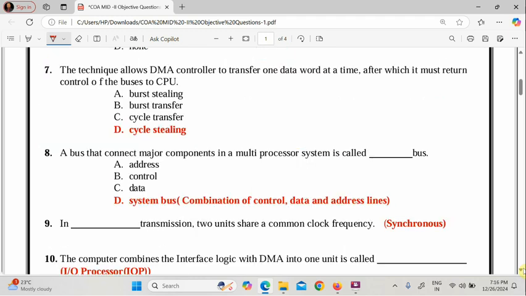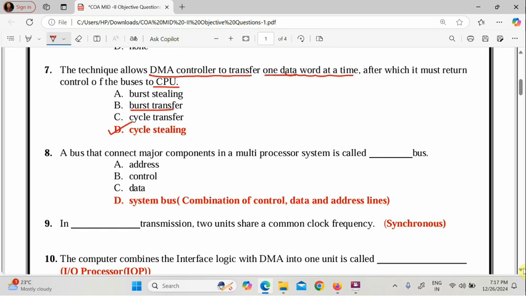The technique allows the DMA controller to transfer one data word at a time, after which it must return control of the buses to the CPU. If it transfers only one data word at a time, it is called cycle stealing. If it transfers a group of words or a block of words, it is called burst transfer. Because here it is one data word at a time, we call it cycle stealing.